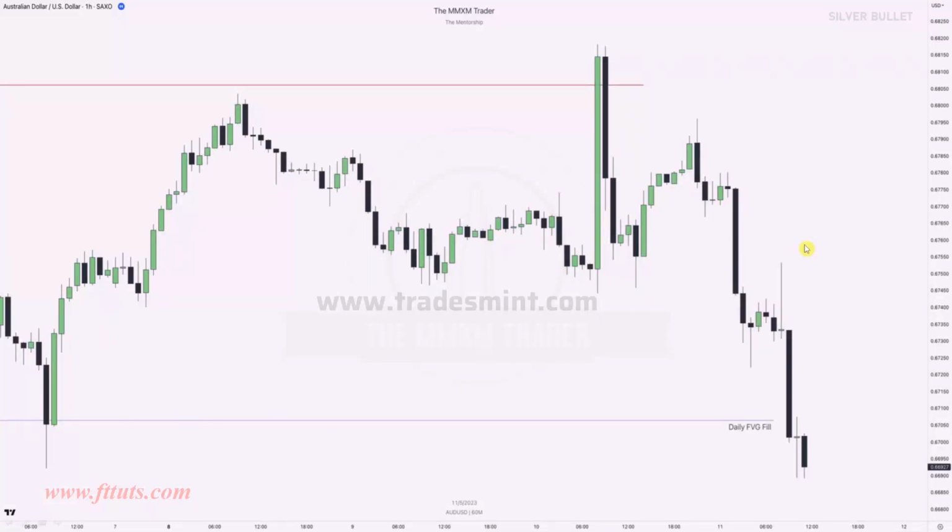Now we drop down into a 1 hour chart, right? How are we going to identify where to get in? We wait for that intermediate term high to form, and then we look for that silver bullet setup. So look at this chart for a bit and see if you can spot the silver bullet.